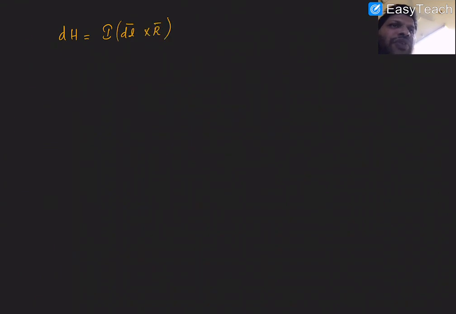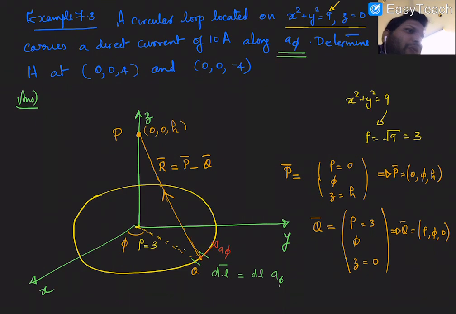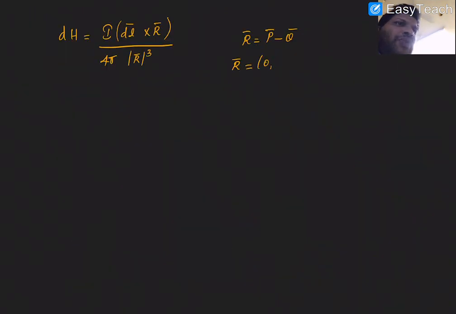So this is the direction. Dl bar cross vector r will be the direction, and divided by 4 pi, into the magnitude of vector r whole cube. Okay, so we got vector r now. Vector r is vector p minus vector q. So r is given as 0 phi h minus rho phi 0.